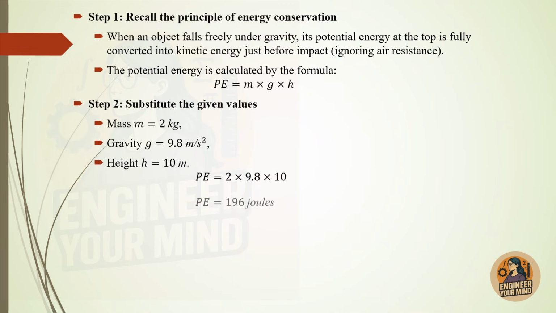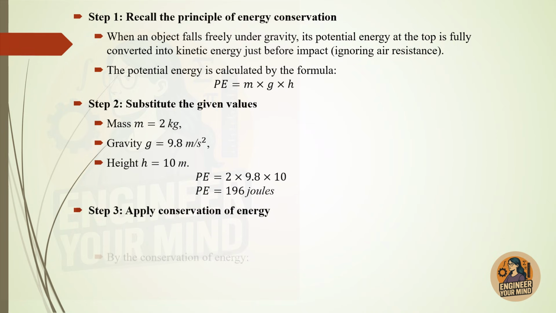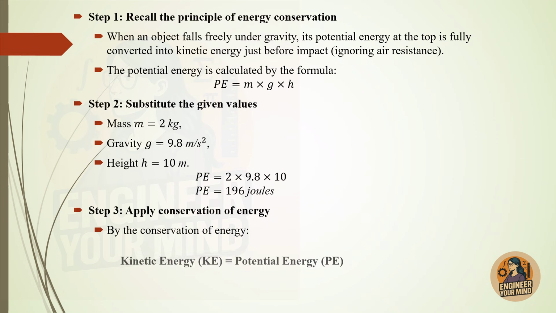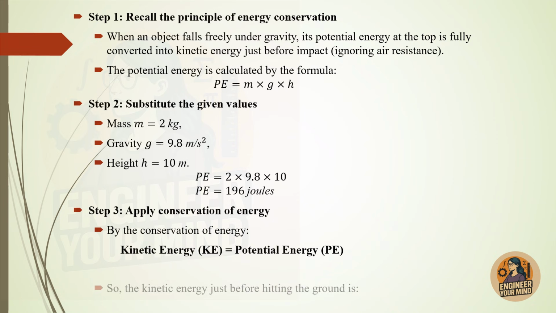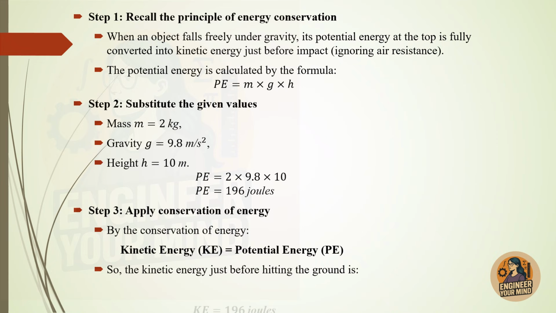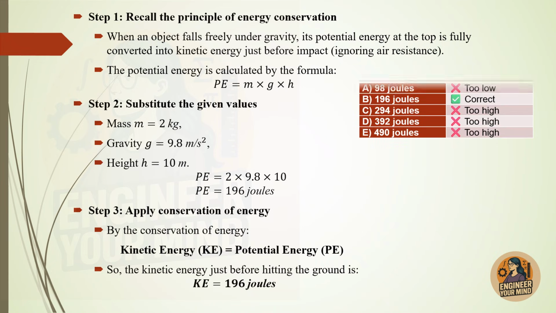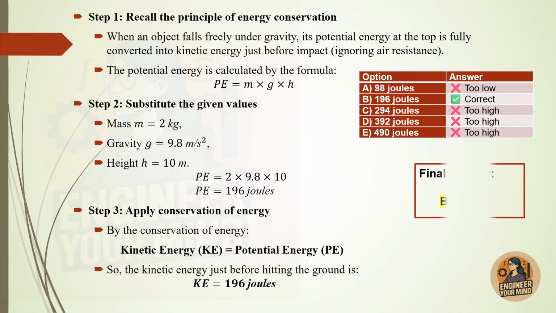Step 3. Apply the conservation of energy. By the conservation of energy, all the potential energy at the top gets converted into kinetic energy just before impact, assuming no air resistance. So, the kinetic energy just before hitting the ground is 196 joules. Step 4. Check the options.